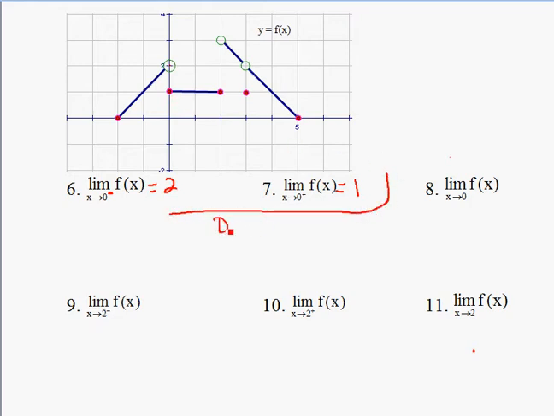So you can write down DNE, which represents does not exist, since the left-hand limit, LHL, equals 2, which is not equal to 1, which is equal to the right-hand limit, so these two limits are not the same. There you go, that's it. The limit doesn't exist since the left and right hand limits do not agree.